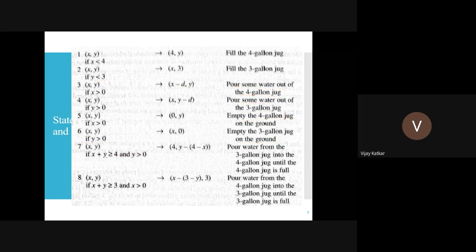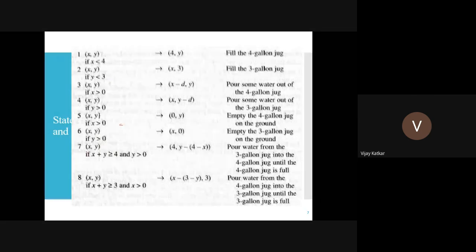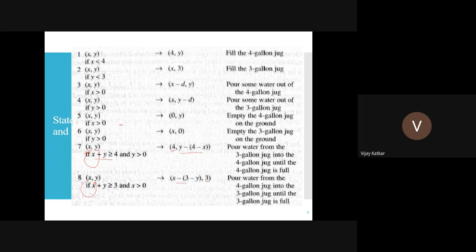Rule 7 says that there is some water in jug X and Y, so I can transfer some water from Y to X so that jug X will be full and there will be some water remaining in jug Y. Similarly, I can transfer some water according to a rule from jug X to jug Y, so jug Y will be filled and there will be some water remaining in jug X. So these are certain rules.